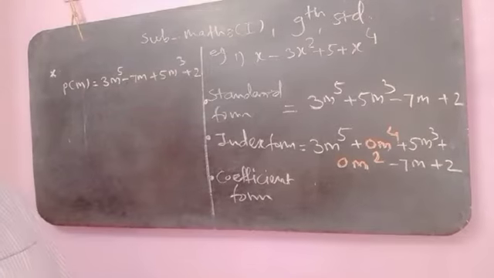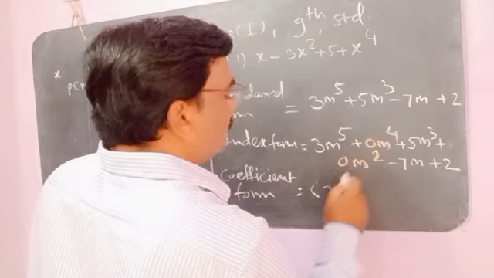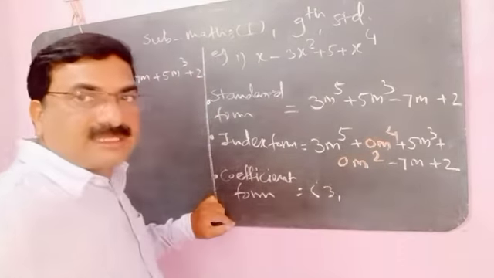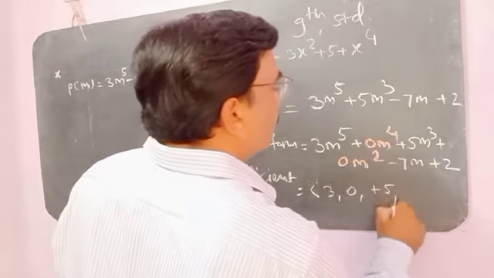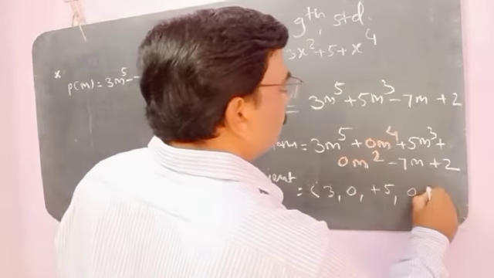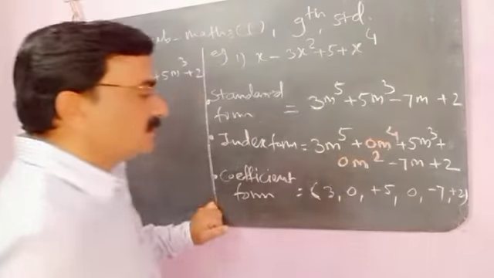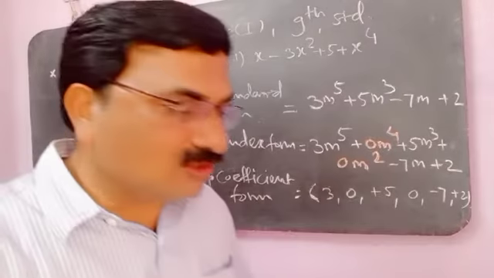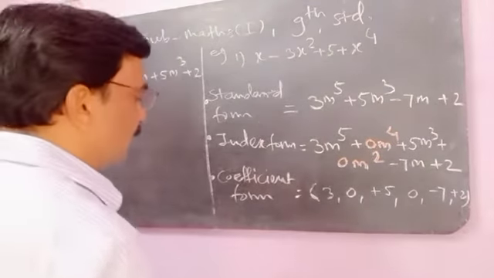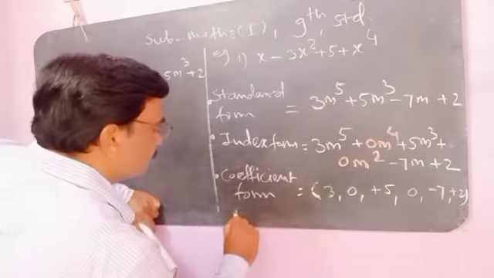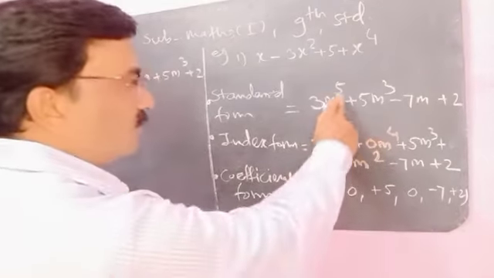And then write down the coefficient form. Only take their coefficients. 3. Take comma at every step to separate the numbers. 0, 5 or plus 5, 0, minus 7, plus 2. This is the coefficient form of a polynomial, and degree of a polynomial is 5.